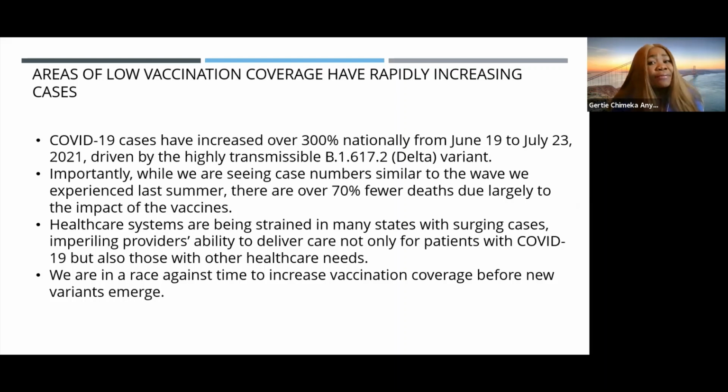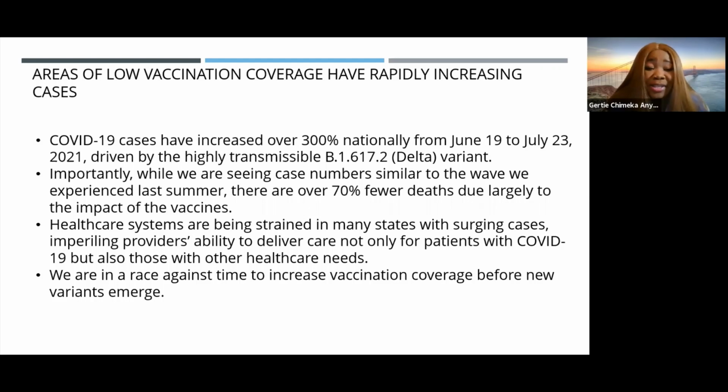So COVID-19 cases have increased over 300% nationally from June 19th to July 23rd, 2021. This is driven by the highly transmissible B.1.617.2, which is the Delta variant. Importantly, while we are seeing case numbers similar to the wave we experienced last summer, there are over 70% fewer deaths, due largely to the impact of the vaccines. Healthcare systems are being strained in many states with surging cases, imperiling providers' ability to deliver care, not only for patients with COVID-19, but also those with other healthcare needs.